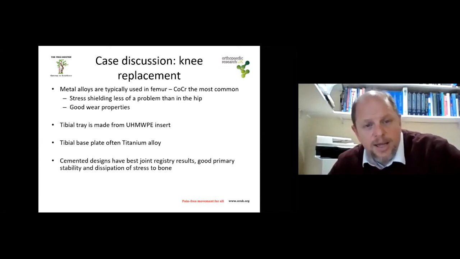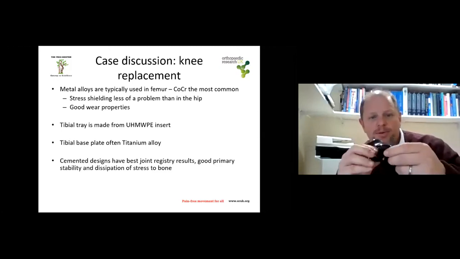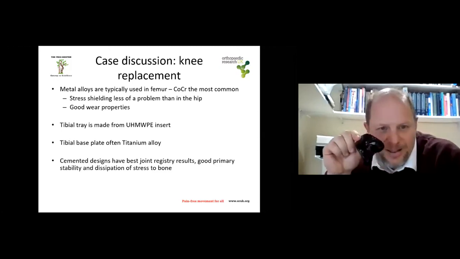And so in general, those are the 3 main components of a knee replacement: cobalt chrome for the femoral component, ultra-high molecular weight polyethylene for the insert and also for the patella button, and then a titanium base plate, which is cemented in, both sides often cemented in, although of course there are plenty of uncemented total knee replacements as well.